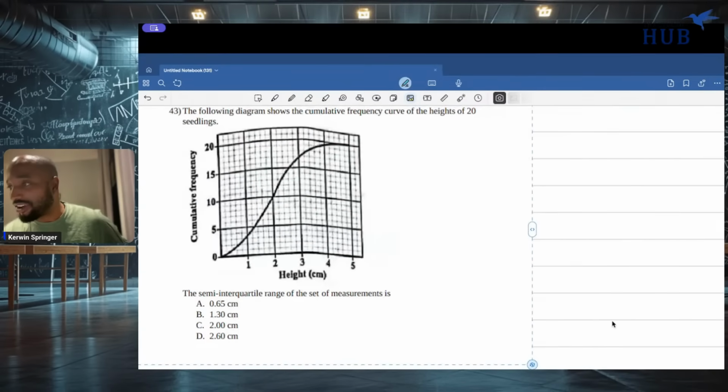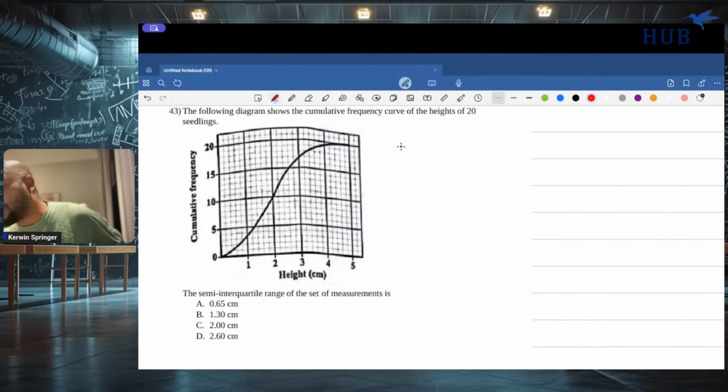The following diagram shows the cumulative frequency curve of the heights of 20 seedlings. Didn't I just do something like this? 5, and what was this? This is 1, 2. It wasn't exactly this one. So this is like 1.25, and this is Q1. Q2 will be here, Q3 will be here.